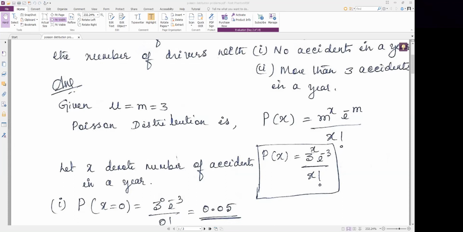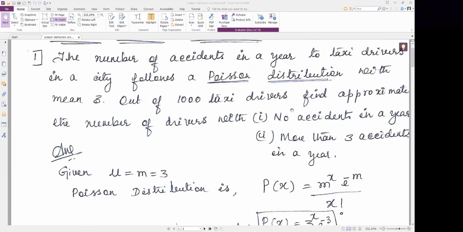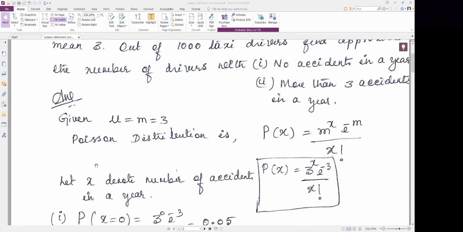Now what do you mean by x here? What are we actually finding out? We are finding out the number of accidents in a year. Correct? The number of accidents in a year. So let us denote x as the number of accidents in a year.